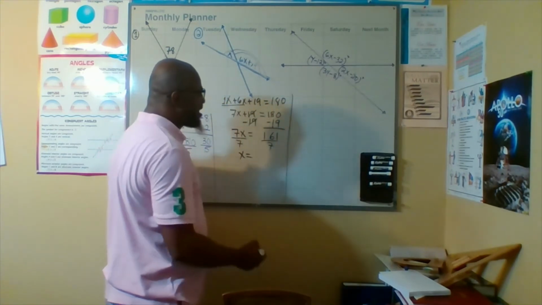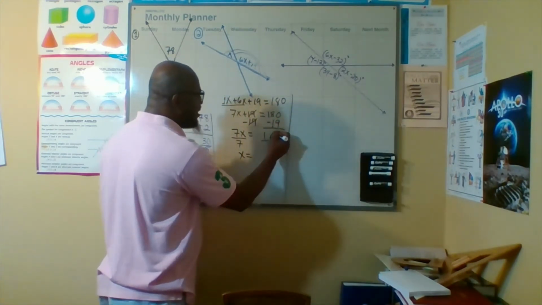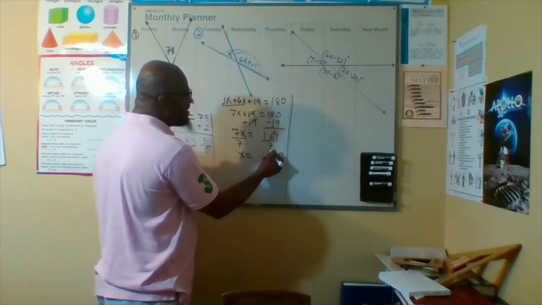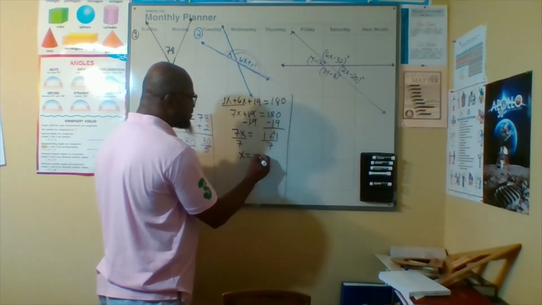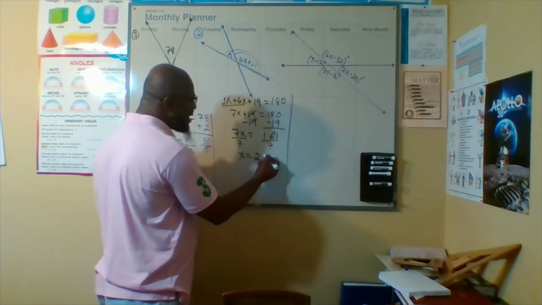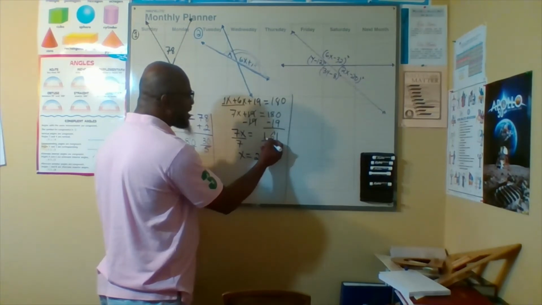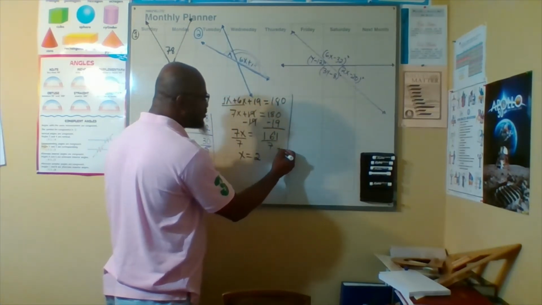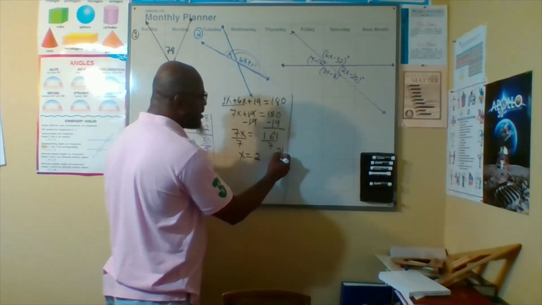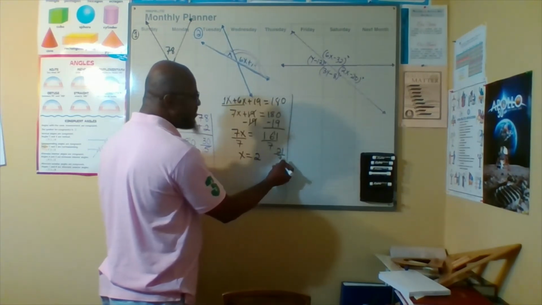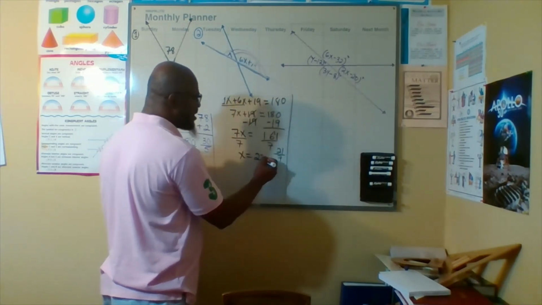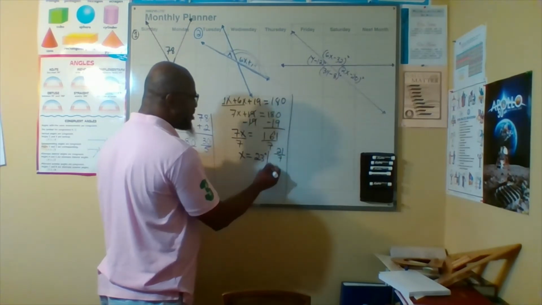Once again, if you don't have a calculator, don't freak out. Ask yourself how many times 7 goes into 16. There are two times. 2 times 7 is 14. Subtract 14 from 16 is 2. Bring down your 1 and divide by 7. How many times does 7 go into 21? 3 times. In this case, x is 23 degrees.